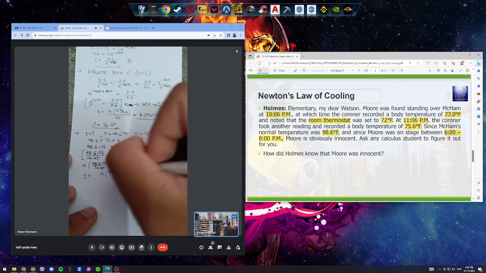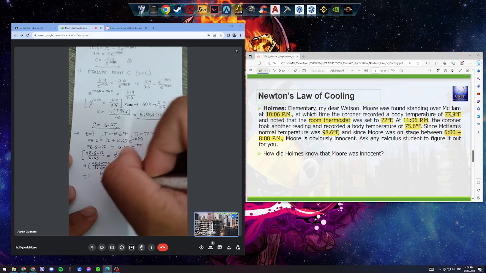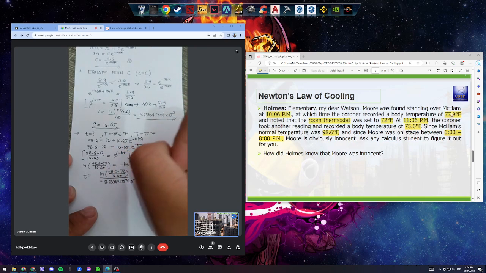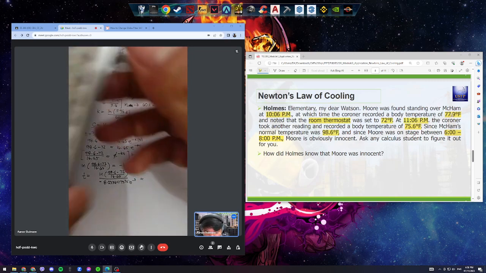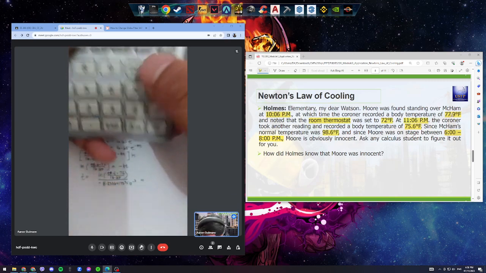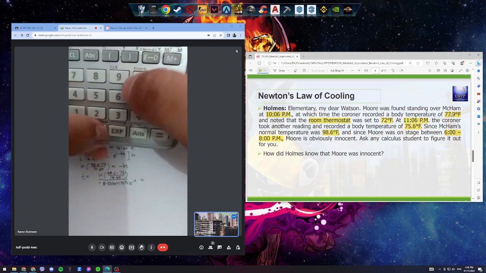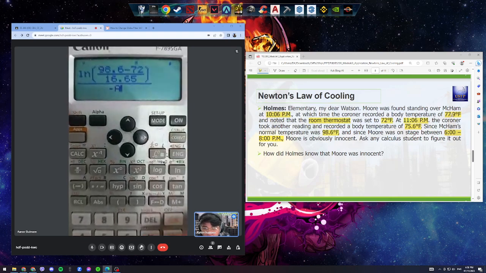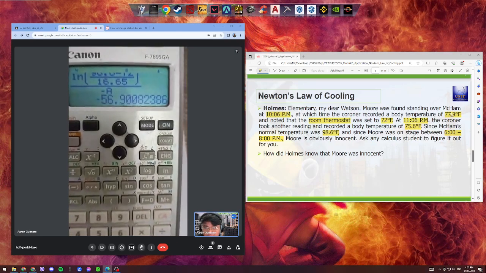I rewrote it: 16.65 over negative 3.641757 times 10 to the power of negative 3. If we calculate this: 98.6 minus 72 over 16.65 over negative, since I shift stored it as A, and solve. This is now our time. As you can see, it is negative 56.9.